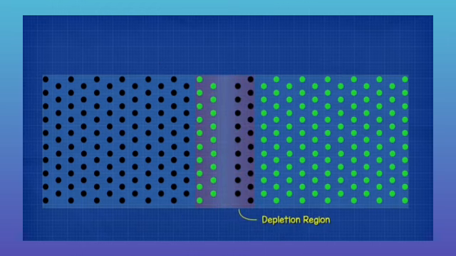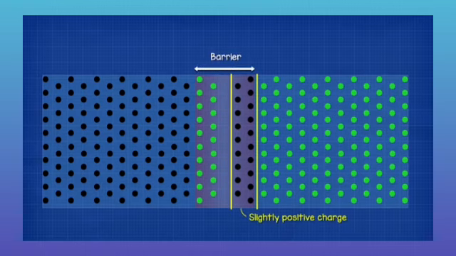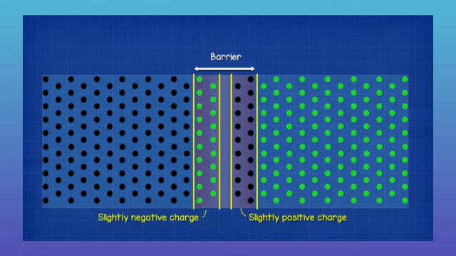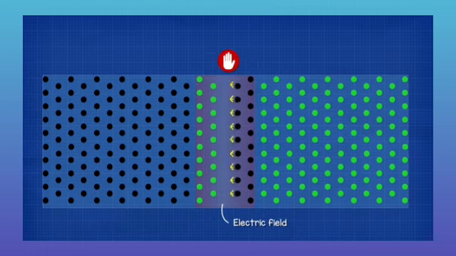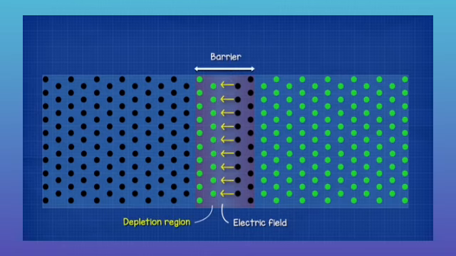Some of the electrons move across and some of the holes also move across, but this will form a barrier with a slightly positively charged region and a slightly negatively charged region. This creates an electric field, which prevents more electrons or holes from moving across, and that is what forms the depletion region, where no free electrons or holes can exist.